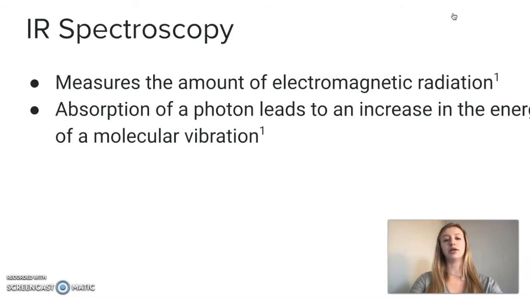IR spectroscopy measures the amount of electromagnetic radiation that is absorbed by a sample. In IR, the absorption of a photon in the infrared region leads to an increase in the energy of a molecular vibration. Electrons are not affected. The more complex the molecule, the more vibrations in H atoms it will have, and the more absorption peaks it will have.